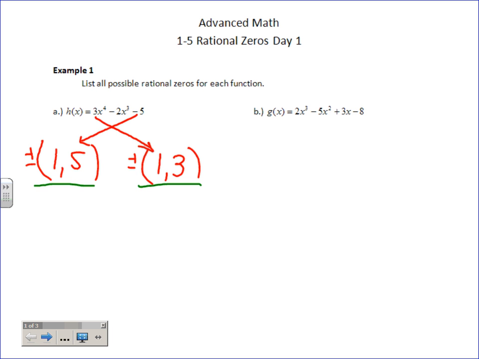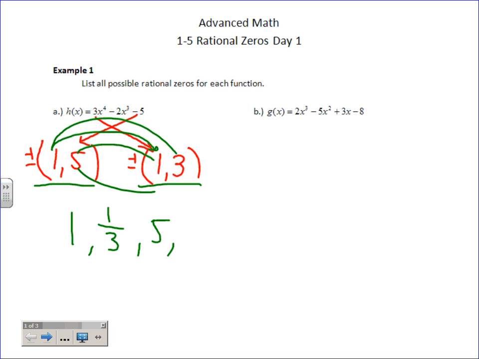Okay? So for example, I need to take 1 and put it over 1. Well, that is 1. Take 1 and put it over 3. That is 1/3. That's what I mean by over, as in a fraction. Okay? Then I have to take 5 over 1. Well, that's just 5. And then 5 over 3, which is 5/3. Now, right now, would you say that we have 4 possible rational zeros? Those could work. Again, the word possible is in there. Those might work. Those have a chance.